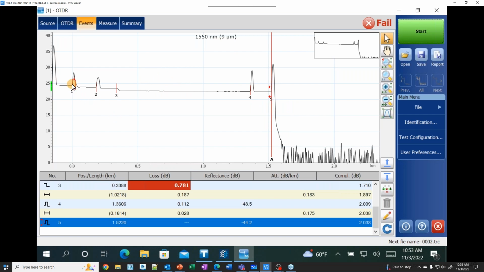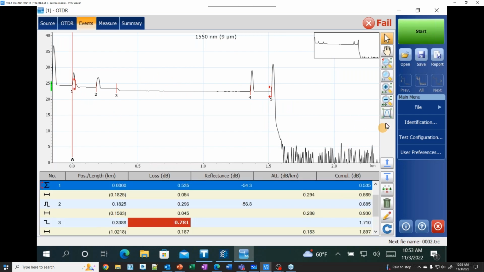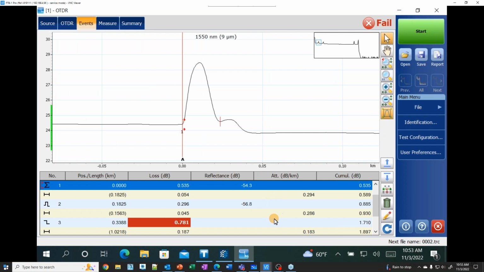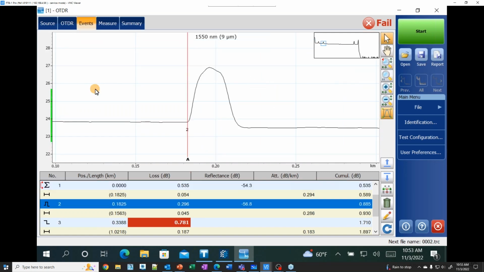Now, if I go back over here to event number 1, my launch, and I zoom into it, we don't see that second event much anymore. We can sort of detect the reflection, but we can't see the loss anymore. So now the loss of the patch panel is 0.5 when before it was a gainer. If I go to the second connector here, there's one connector at 182 meters, 0.3, negative 56.